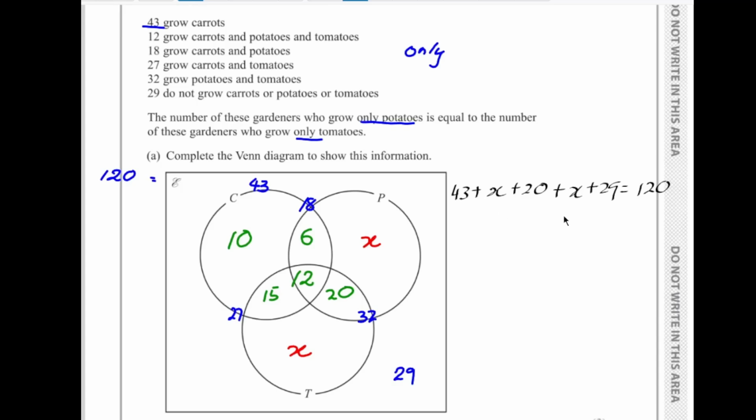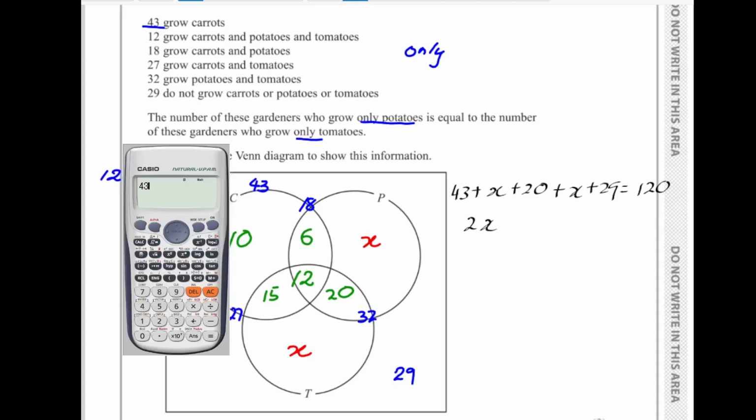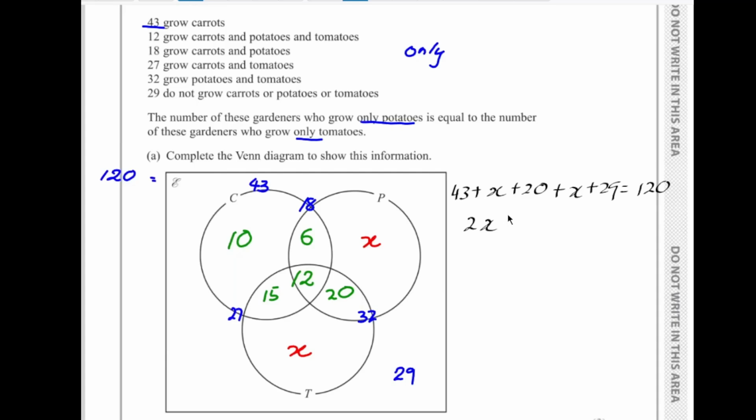Then x plus x is 2x. When we add 43 plus 20 plus 29, they add up to 92. Therefore, I'm getting here 2x plus 92 equals 120. Then 2x equals, when this 92 moves over here, it becomes negative because it is already positive here. Once you shift one thing over the equal sign, you get to change its sign.